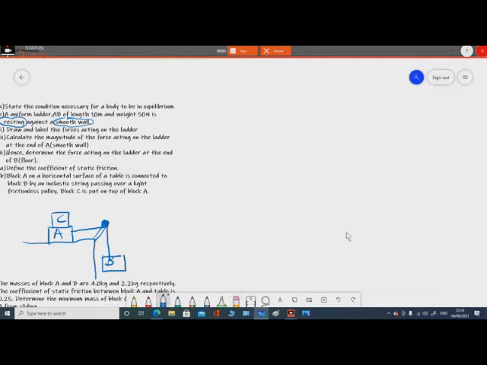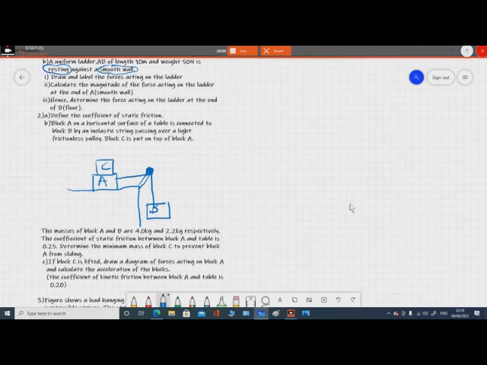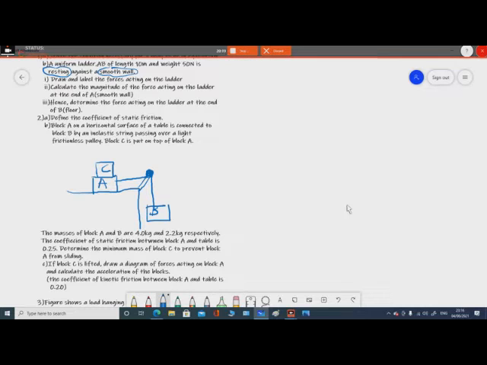So let's move on to question 2. Define the coefficient of static friction. The coefficient of static friction is given as mu, which is equal to the static friction divided by the normal reaction, mu = Fs / R.